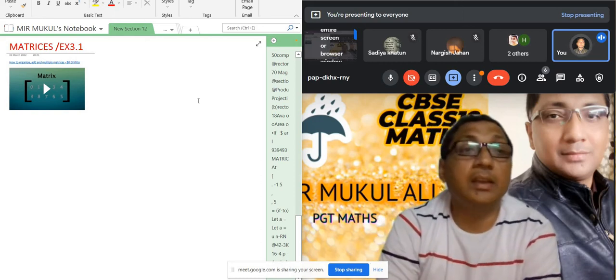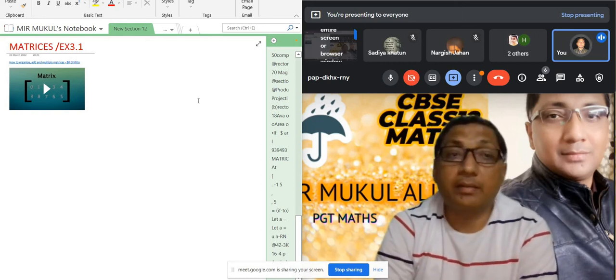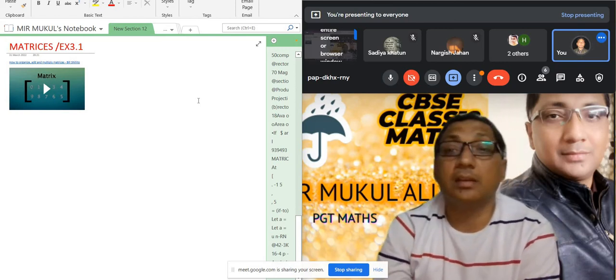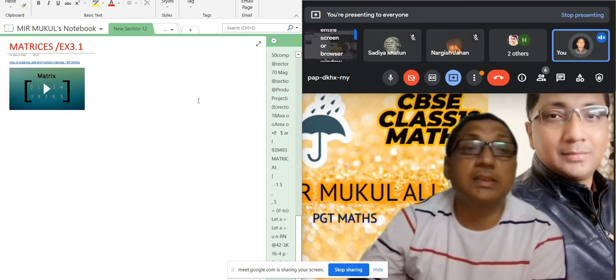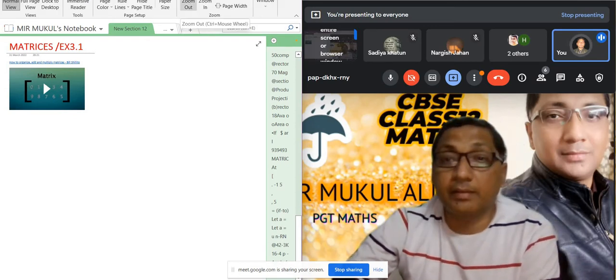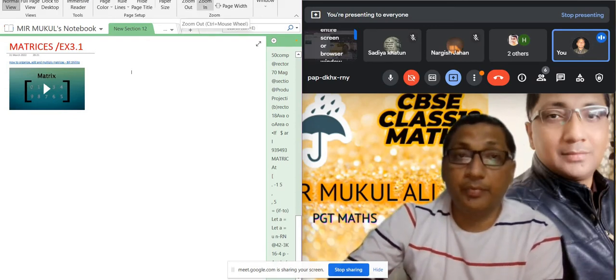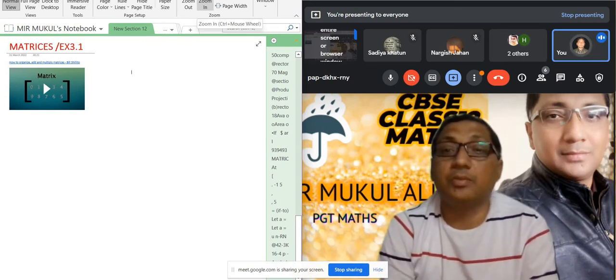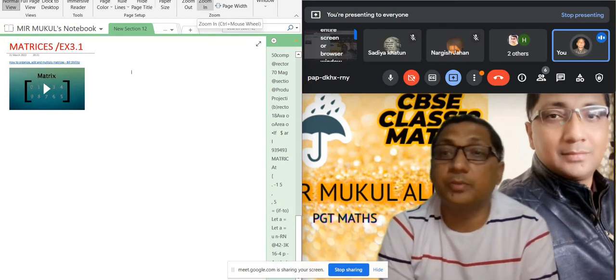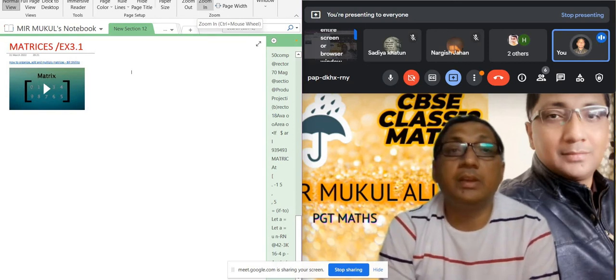So we are starting matrix, and today we'll do first exercise. So first we have to understand the concept. So that concept first we'll know actually what is matrix, how we can form a matrix, what is order of matrix, and when we can say two matrices are equal. So these are three things today we'll discuss.